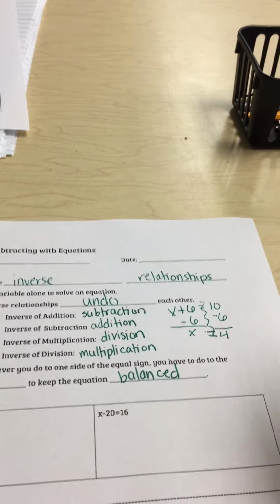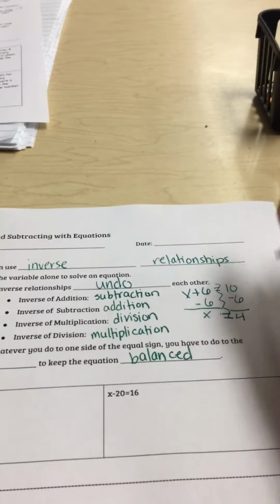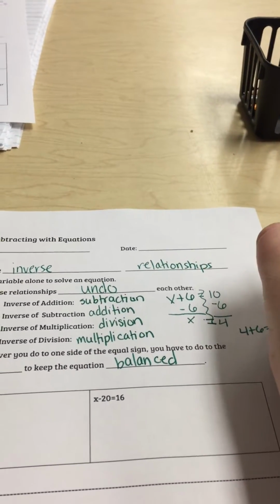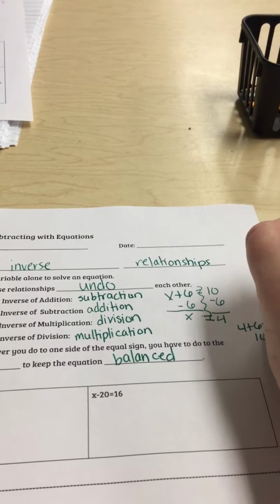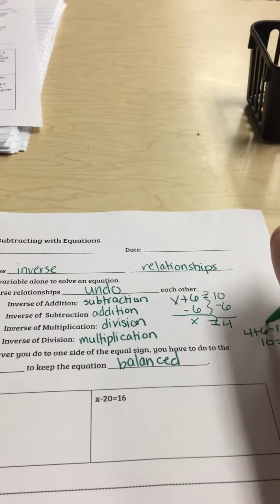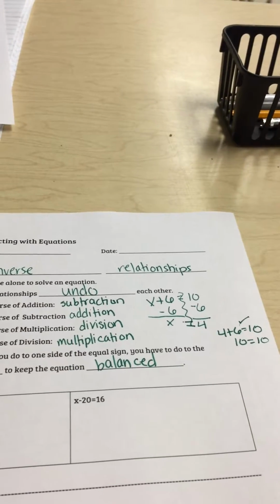We should always go back and use substitution to check though. So if I plug this 4 in for x, I would have 4 plus 6 equals 10. And then I would know I had 10 equals 10. Since this is a true statement, this problem checks out.